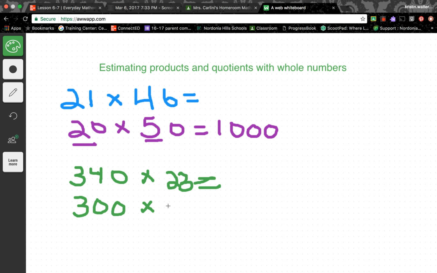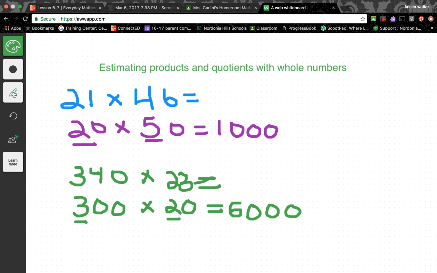Well, we want this to be 0. So we have our basic facts that we already know, those quick facts. So let's make it 20. So we look at our fact of 3 times 2, which we know is 6. And then how many zeros are we going to add on? I have 1 from the 20 and 2 from the 300. So our estimate is going to be 6,000. So I know my answer for both of these problems is going to be somewhere near the thousands.